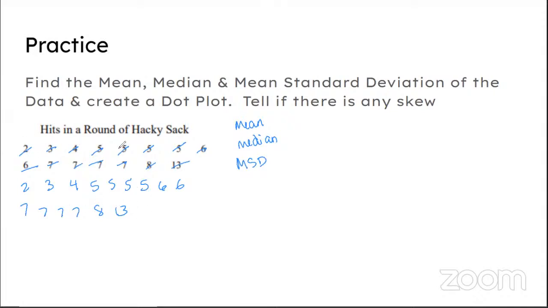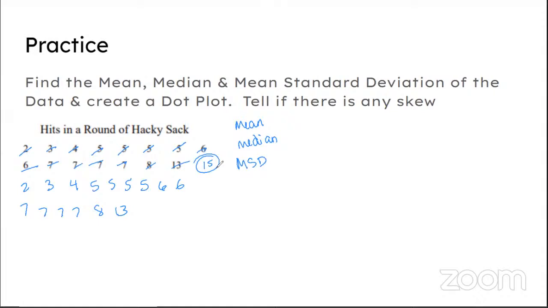1, 2, 3, 4, 5, 6, 7, 8, 9, 10, 11, 12, 13, 14, 15. So there's 15 pieces of data. I'm going to write that down and circle it so I know it's not a part of the data set, but it's important for me to know how many pieces of data there are when I'm doing the mean, because that's the first piece of data that I'm asked for. So I'm going to figure that out now.